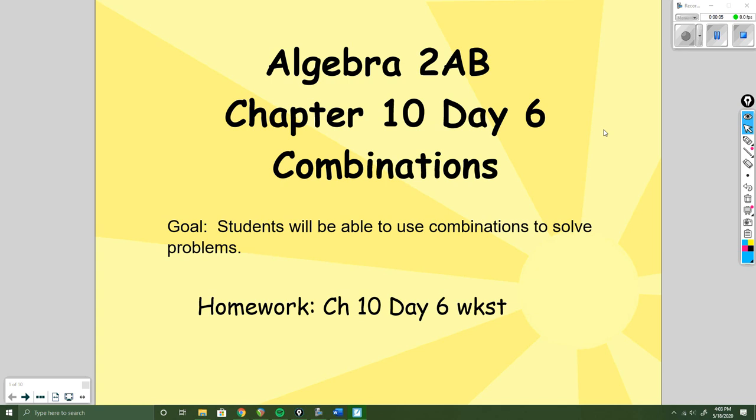Today in Chapter 10, Day 6, we're going to talk about combinations. So we're going to talk about how to perform a combination and how to do it in our calculator, and then we're going to elaborate on what a combination is and how it's different than a permutation. All right, so let's get into it.